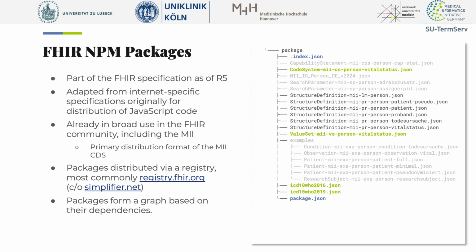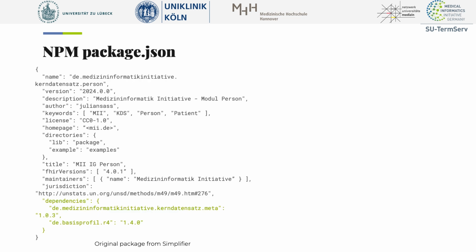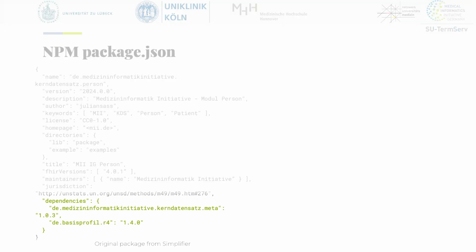Package dependencies form a directed graph, and it's very important that this graph is consistent in terms of versions that are available. Those dependencies are declared in the package manifest, that is the package.json file. Let's look at that file in more detail. So this is a package.json of the same package as before. This is the original package from the Simplifier registry. Notice the relative lack of dependencies, shown in green.